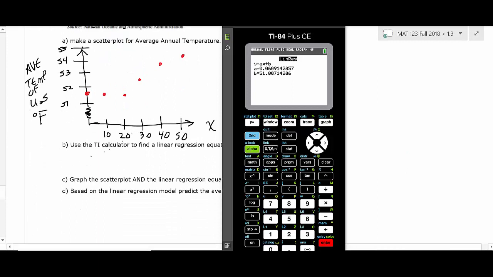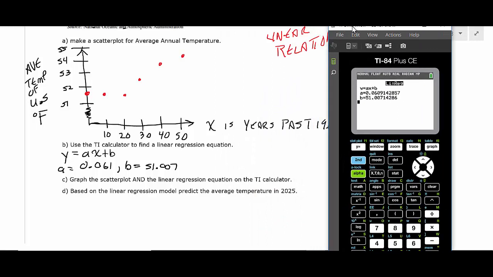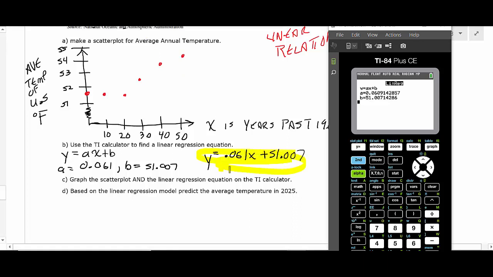So on part B, what comes out on the calculator is y equals ax plus b. It's going to tell you what a is, so I'm going to round that to 3 decimals, so 0.061. And then b, I'm going to say 51.007. Okay? So the answer to the regression equation is y equals 0.061x plus 51.007. So that's your equation.